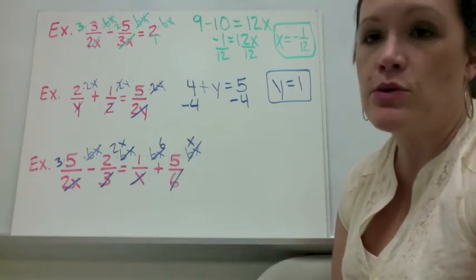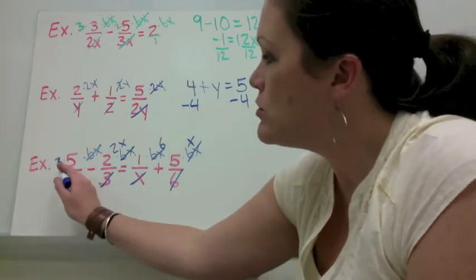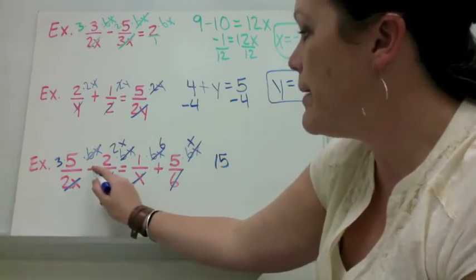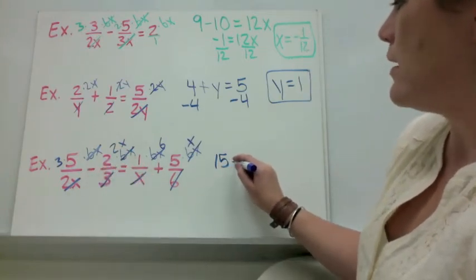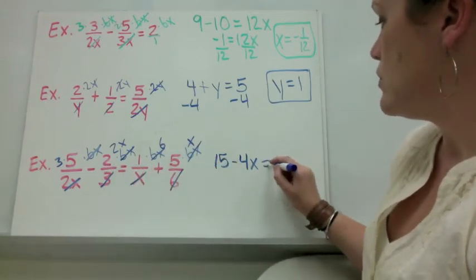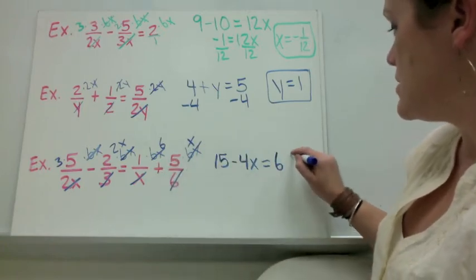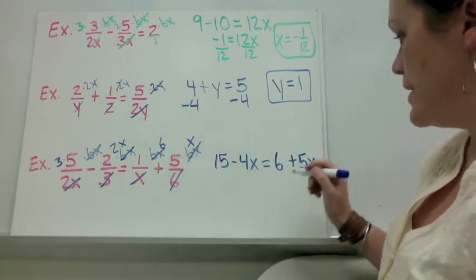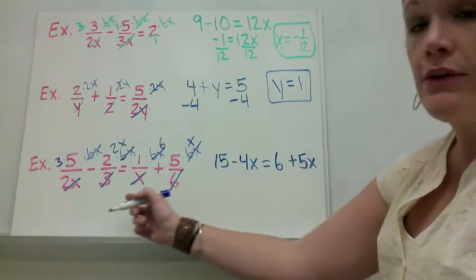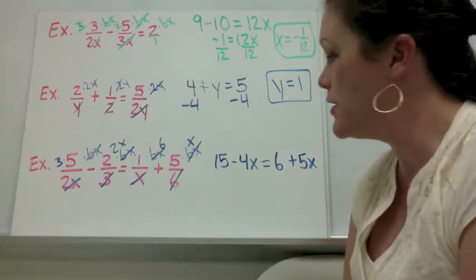So again, it's a nice place to write neatly, or you might get confused as to what's left over right there. So let's go through carefully. We have 3 times 5, which was 15, minus 2 times 2x, so minus 4x is equal to 1 times 6, which is 6, plus 5 times x. So on the second step of your problem, you should have a nice equation that's not got any fractions left because you've gotten rid of all of them successfully with your least common denominator.